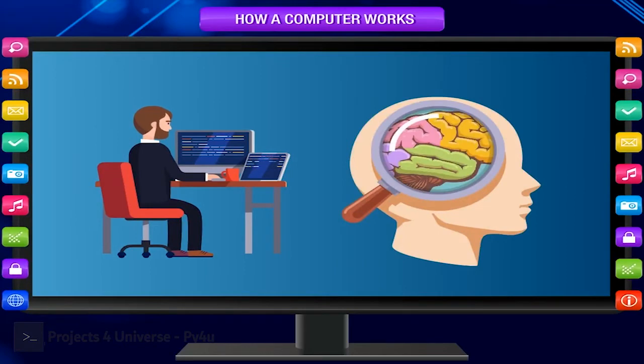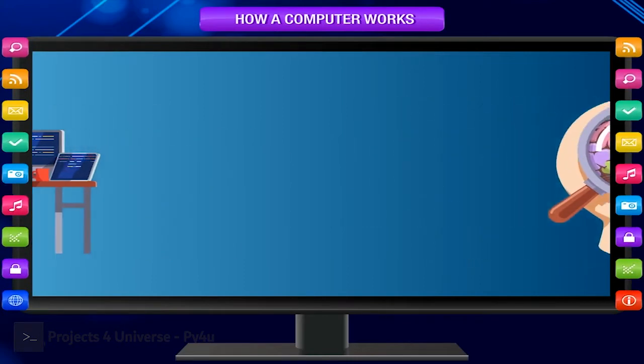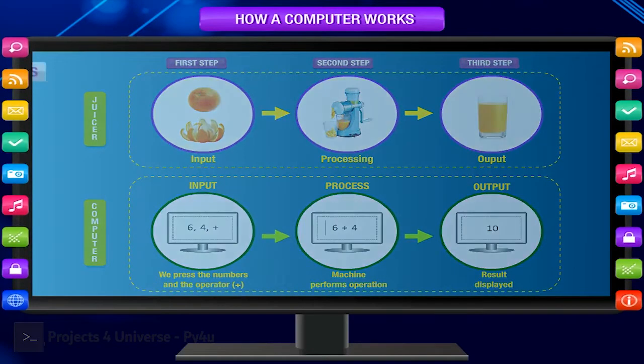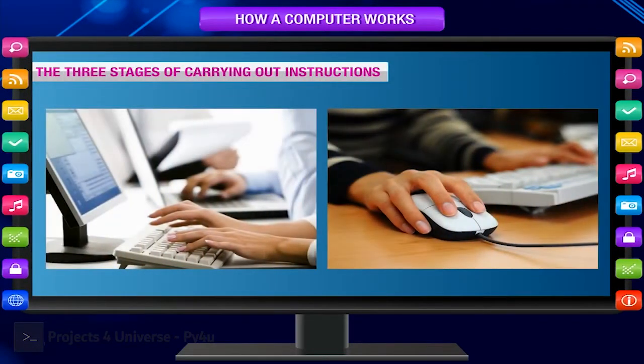The working of a computer is similar to the working of a human brain. A computer works on 3 basic steps. Look at the process of a computer and the juicer machine as given below. The 3 stages of carrying out instructions.